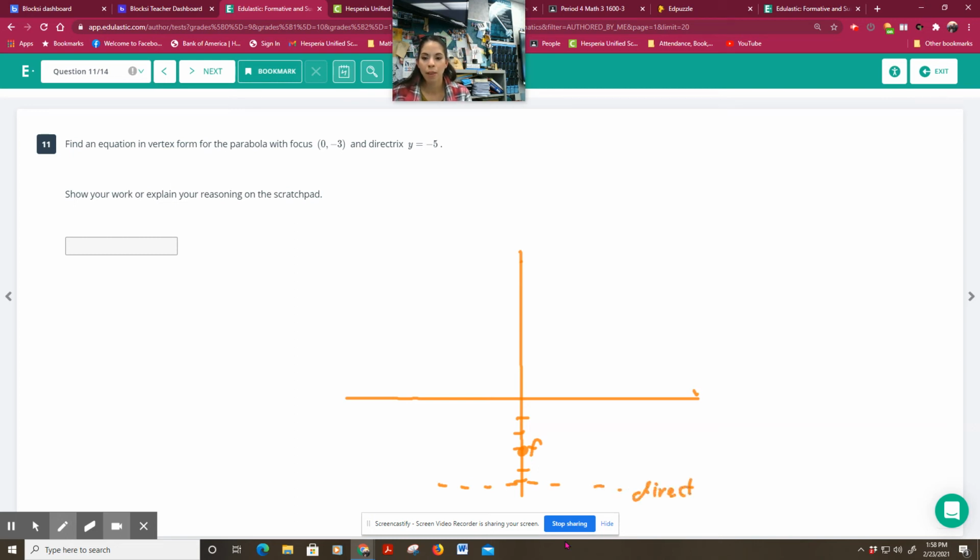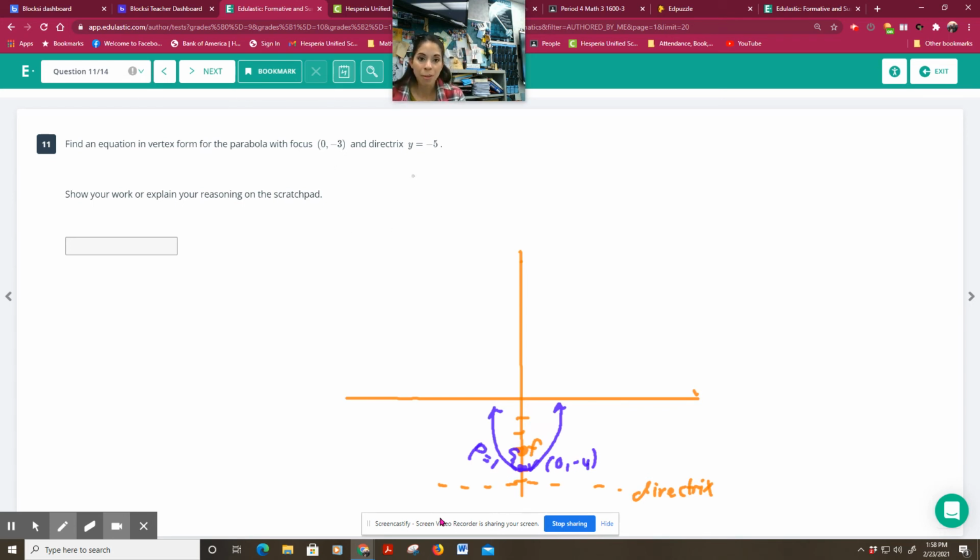So remember, the vertex is smack dab in the middle. It's the midpoint between the focus and the directrix. So that means that the vertex must be right there. And that means that this parabola must be facing up because the focus is always inside the parabola. And that coordinate for the vertex would be 0, -4. And the p-value between the vertex and focus or vertex and directrix is just a +1. It's positive because it's facing up, and that's positive direction.